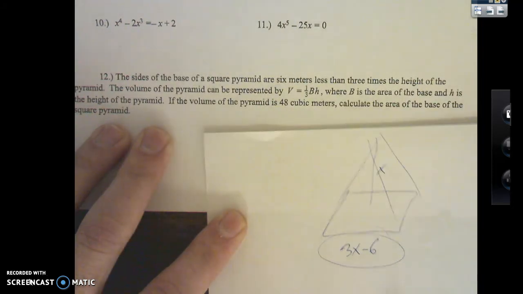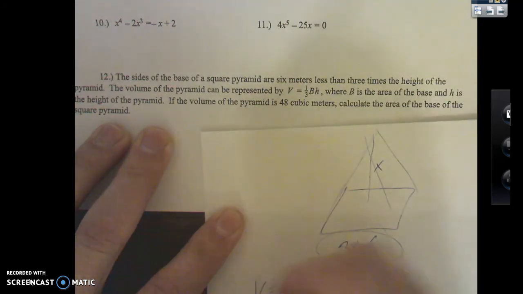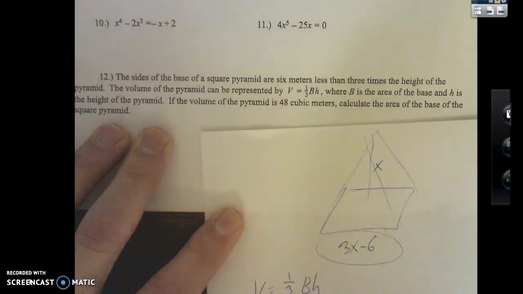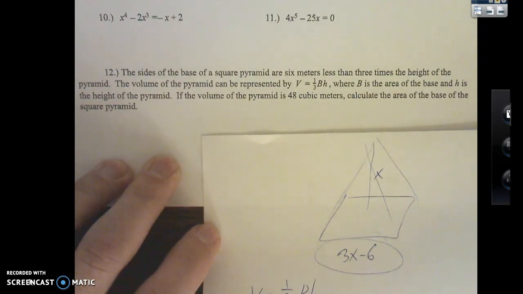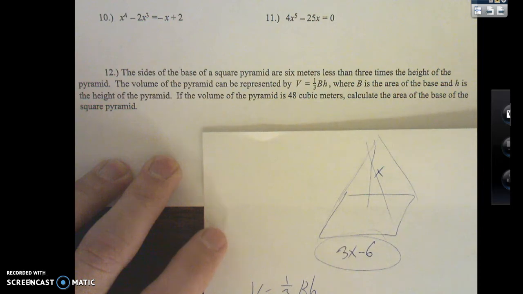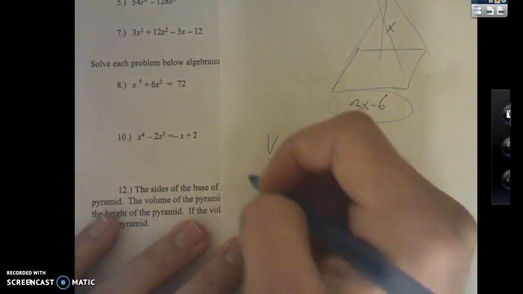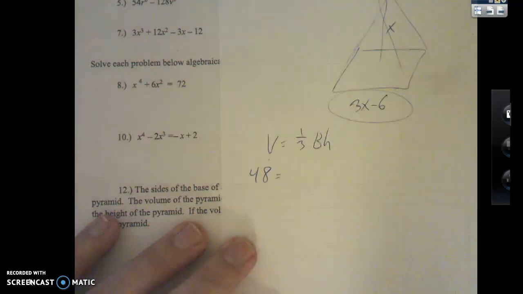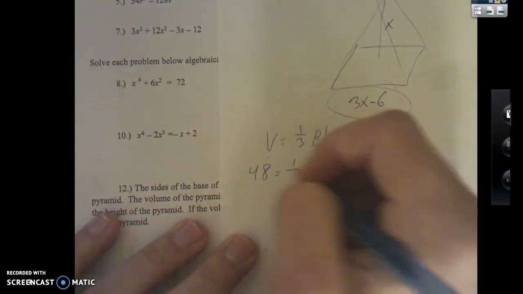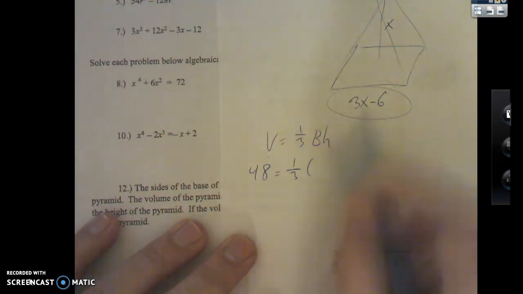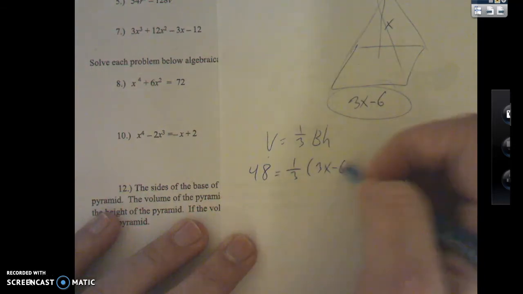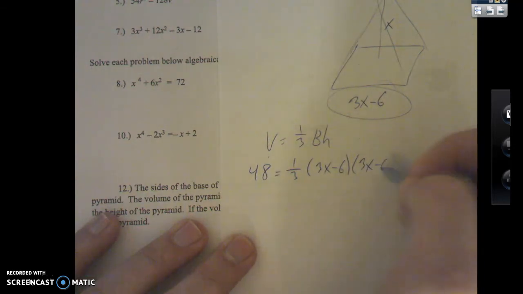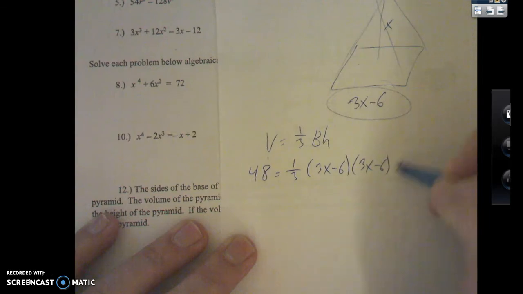The volume of the pyramid can be represented by volume equals 1/3 area of base times height, where B is the area of the base and h is the height of the pyramid. If the volume of the pyramid is 48 cubic meters, calculate the area of the base. Here we go. The volume is 48, so I put a 48 in for V. 1/3, the area of the base, guys. The base of a pyramid is a square, so it's 3x minus 6 times 3x minus 6. And the height is x.